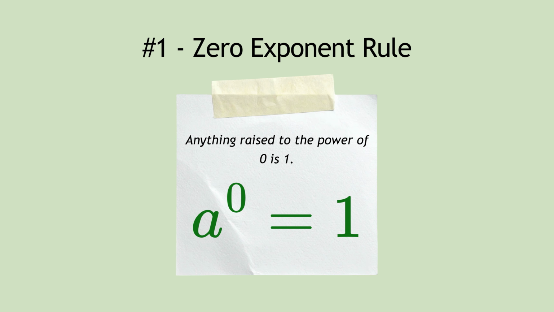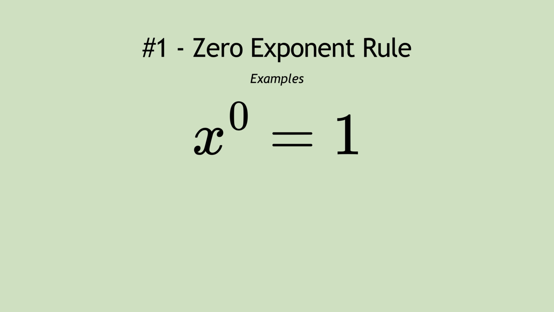Rule number 1, the zero exponent rule. Anything raised to the power of 0 is 1. So here we have the formula a to the power of 0 equals 1. Let's look into some examples. We have x to the power of 0 equals 1. We have 5 to the power of 0 equals 1. So no matter what the base is, if your exponent is 0, your answer is 1. No more exponents, just the number 1.